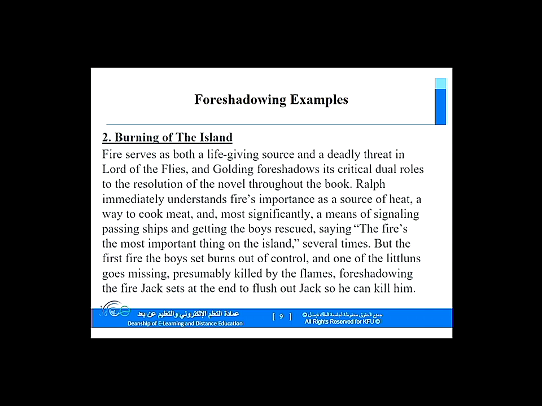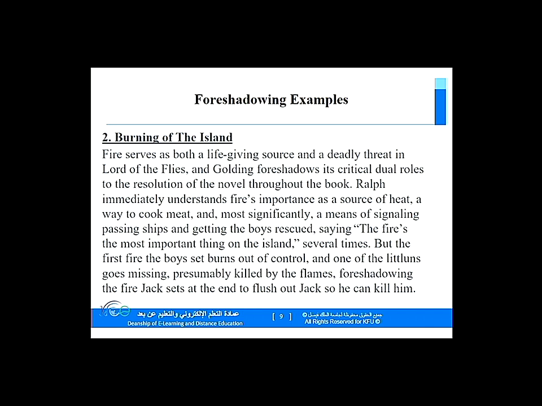Ralph immediately understands fire's importance as a source of heat, a way to cook meat, and most significantly, a means of signaling passing ships and getting the boys rescued, saying the fire's the most important thing on the island, because without fire, they will die of cold. Without fire, they can't eat, and without fire, they can't signal to the passing ships that they're there and that they need to be rescued. So the fire's the most important thing on the island.